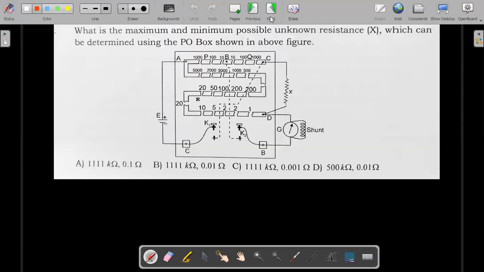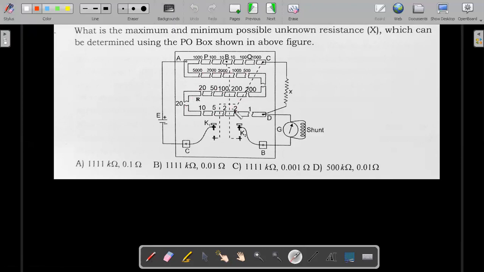Next one. We have reached almost the last two questions. So what is the maximum and minimum possible unknown resistance X, which can be determined using the post office box shown below in the figure? If you carefully observe, the arm is reversed. Can you see? He will try to manipulate you by, remember 1, 2, 3, 4, 5 was on the top and hundreds and thousands were on the bottom. He can play with you like that.